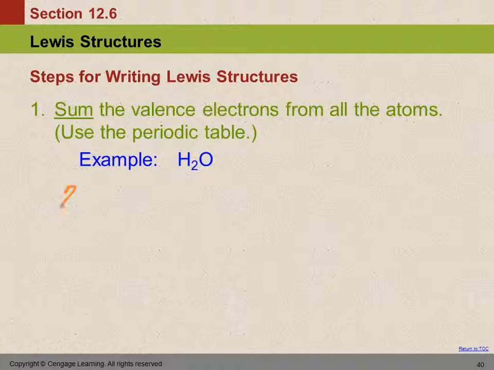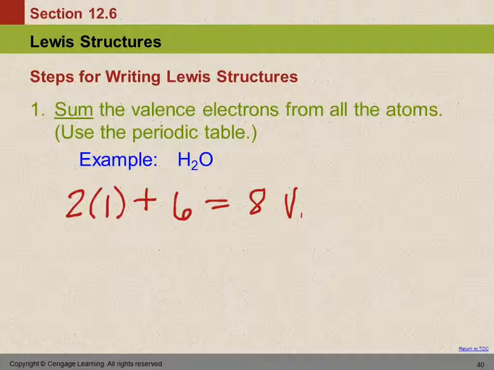We have 2 hydrogens, and they each have 1 valence electron. How many valence electrons does oxygen have? It's in group 6, it has 6. So 2 times 1 plus 6, so we have 8. So we have 8 valence electrons. Okay? Any questions about that? It's not too hard.